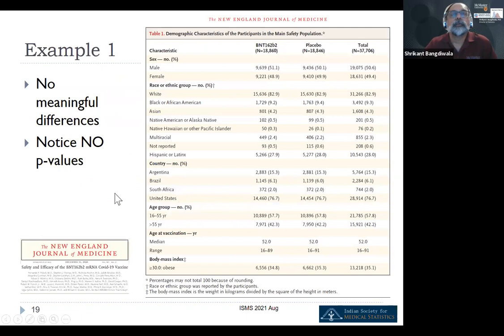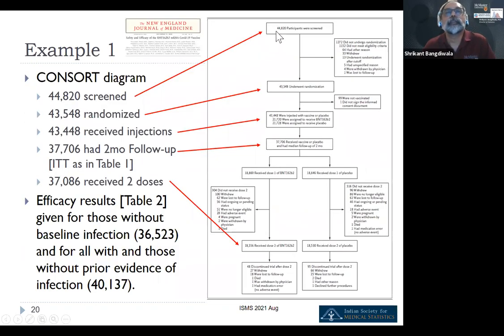So let's look at an example. This is one we saw yesterday, again from the Pfizer vaccine trial. This is their table 1. We see no meaningful differences, and we notice that there's no p-values. Now, another thing that comes in between, that's not really analysis, but between table 1 and table 2 of results is the CONSORT diagram, we call it. And the CONSORT diagram is a flow of participants in the study.